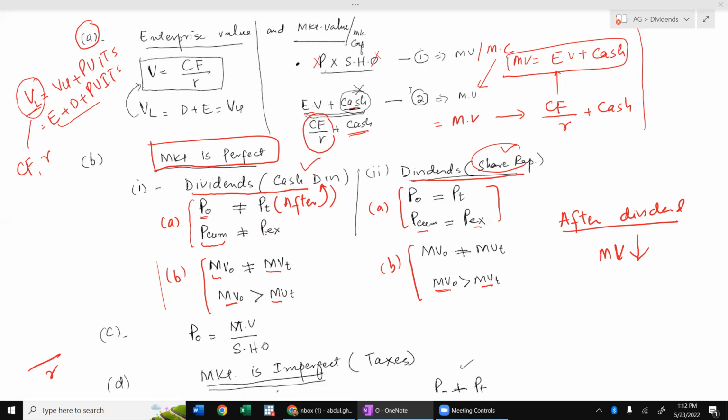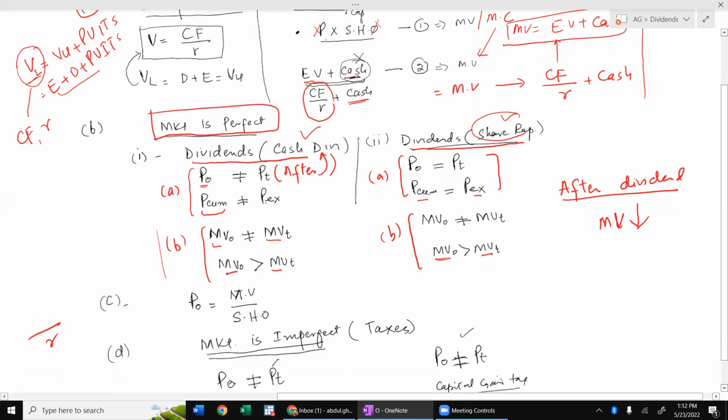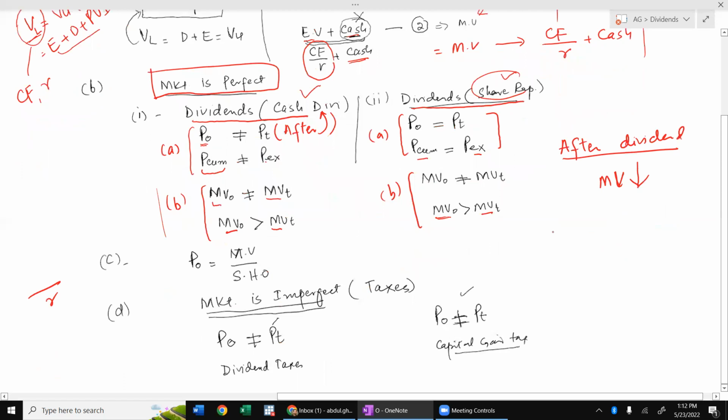Okay, perfect. So the next point is that we need to calculate the price, because in the dividends chapter, the calculation of price is very important. So how do we calculate price? We have different formulas for the price. First of all, P is equal to D divided by R minus G.